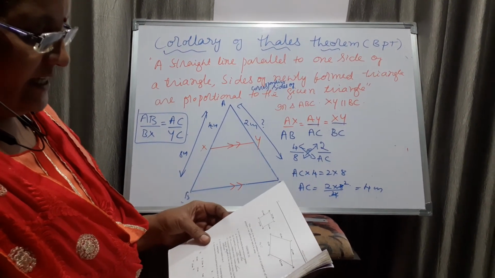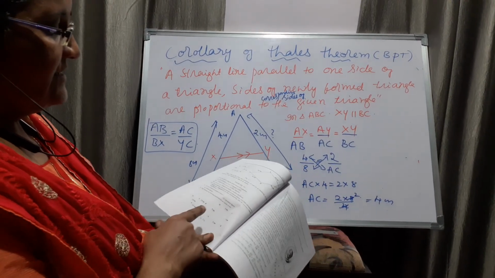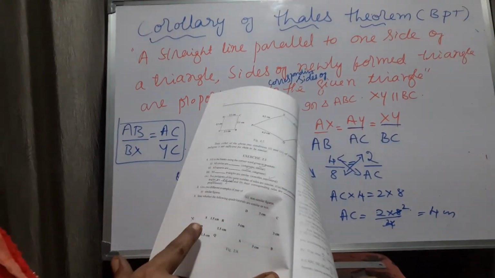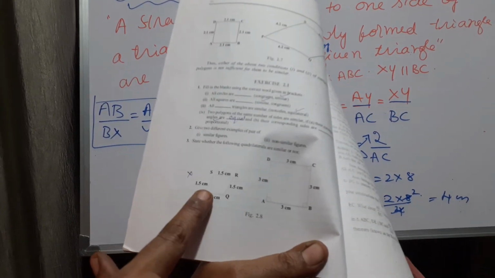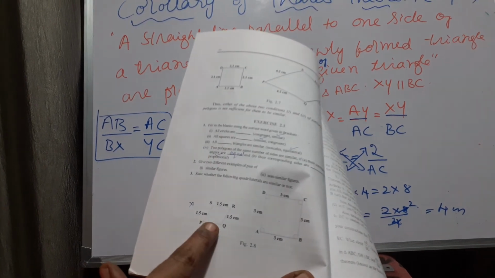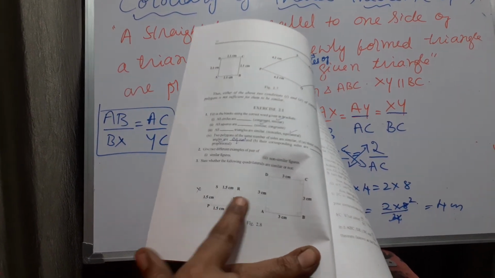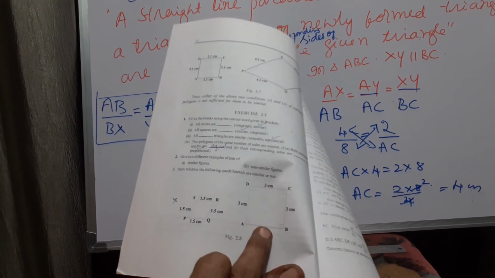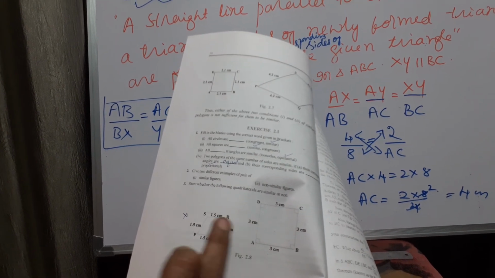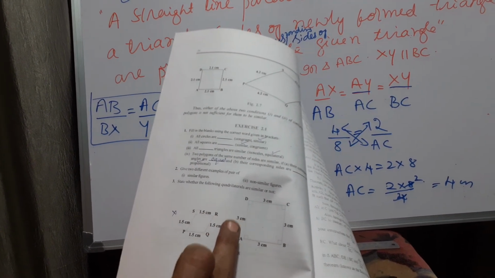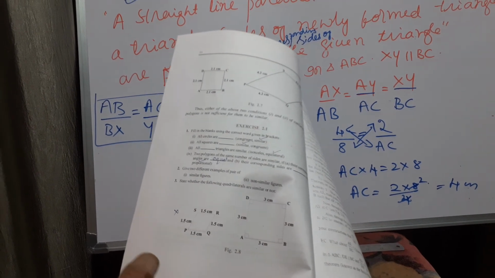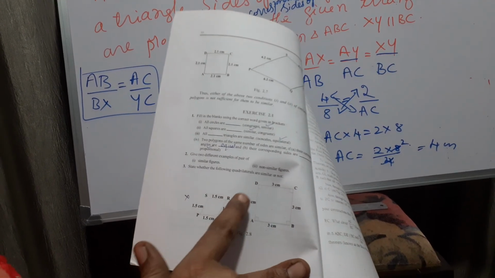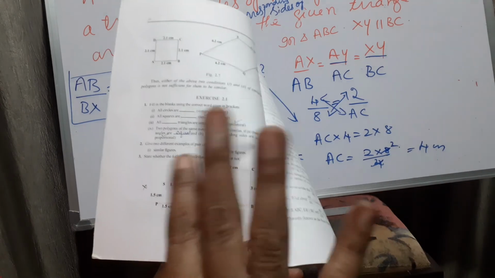Then the third one: state whether the following quadrilaterals are similar or not. Here in your textbook, one is a parallelogram and the other is a square. You are thinking the sides are proportional; taking corresponding sides 3 centimeter and 1.5, we get 2 by 1, 2 by 1. But see here, in a parallelogram all angles are not equal, only opposite angles are equal. But in a square, all angles are equal. We know the meaning of similar.